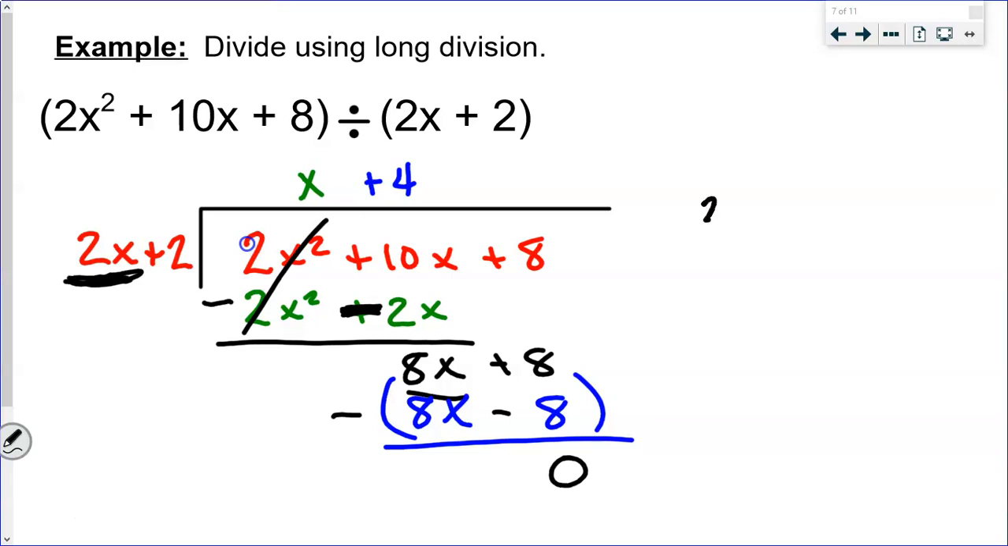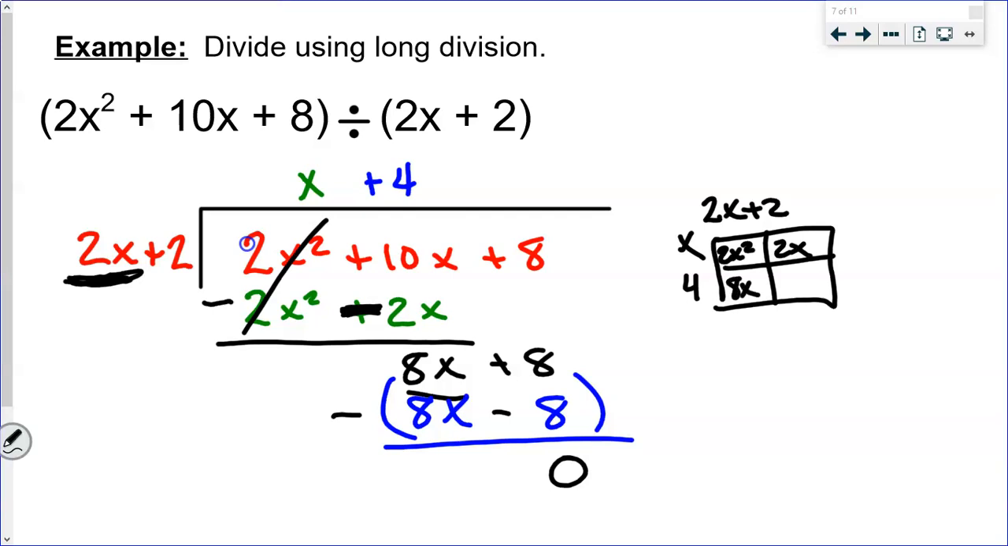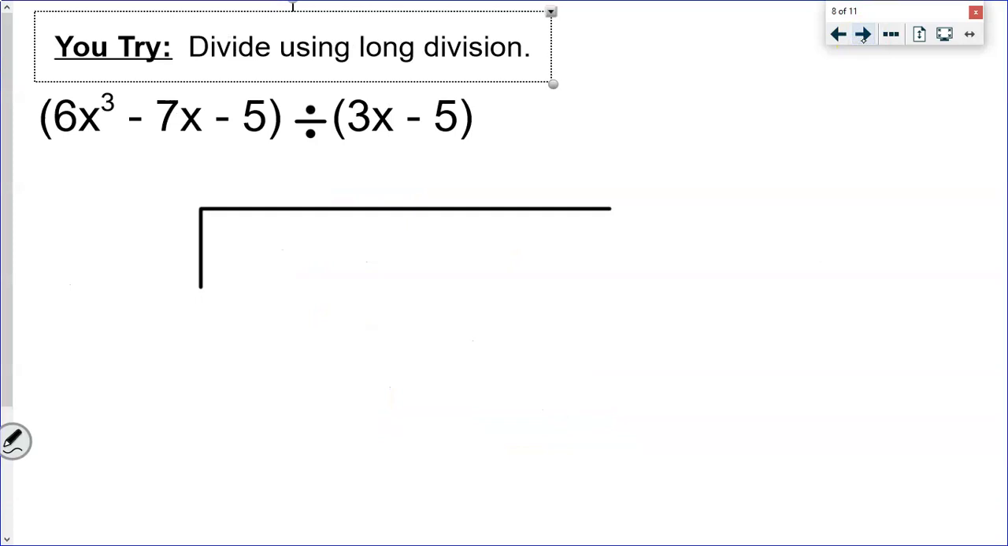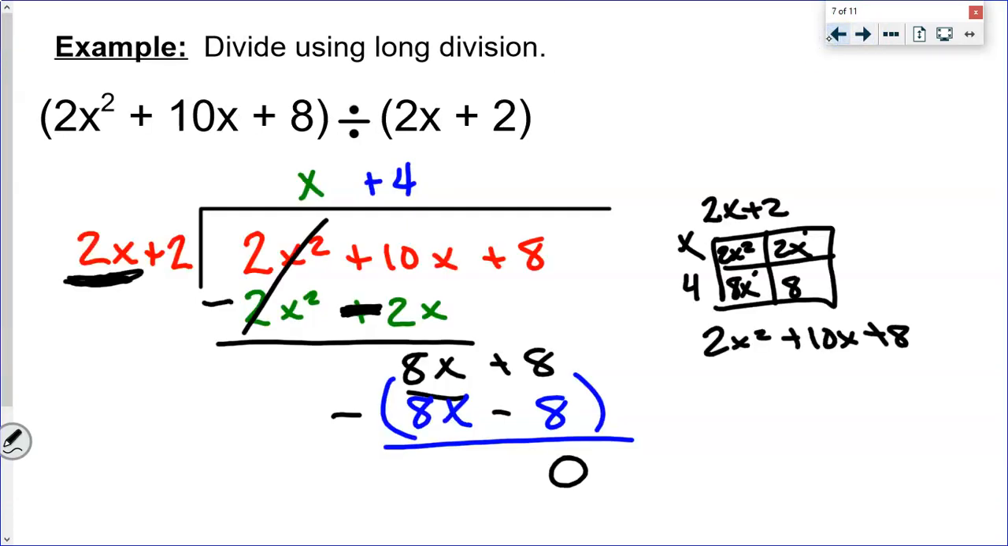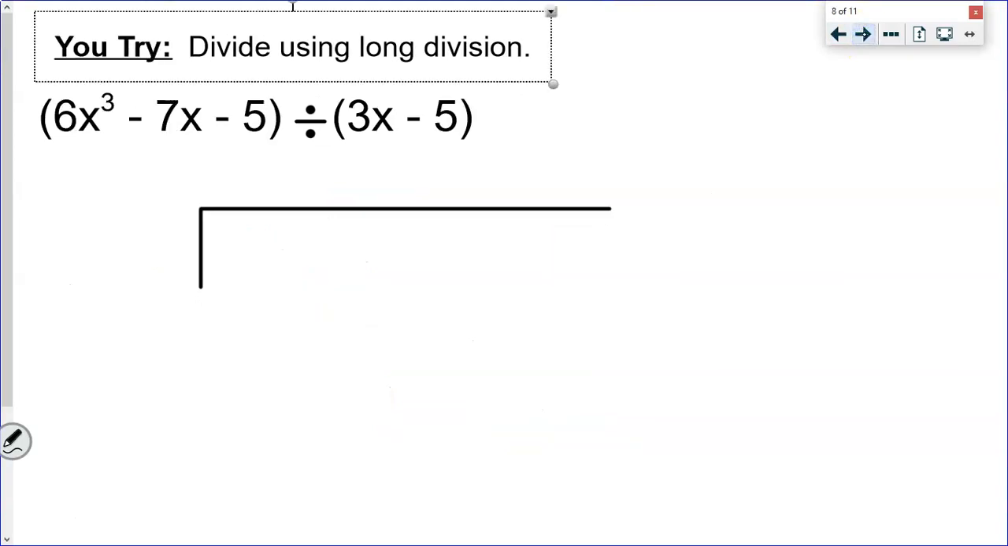Once again, if we want to check it, we got 2x plus 2 times what? We're going to do it like this with our box method just to check it real quick. So this is going to be 2x squared. That's 2x. That's 8x, and that's 8. Here's our like terms, so we get 2x squared plus 10x plus 8. Oh, let's go back. Does it check? Yes, it does. Okay. All right, so here's our next one.